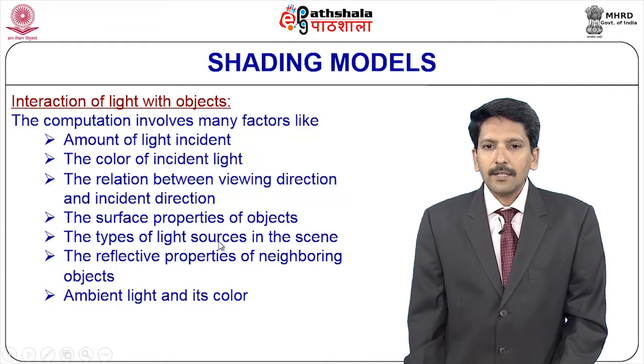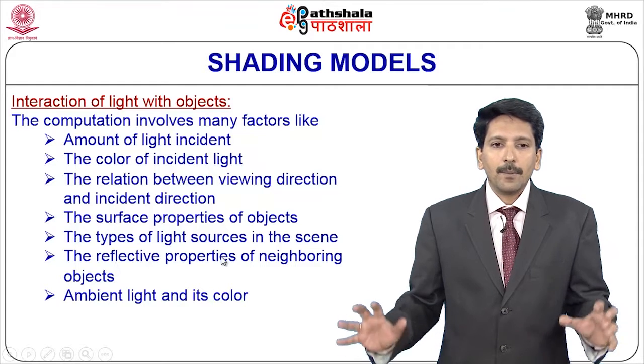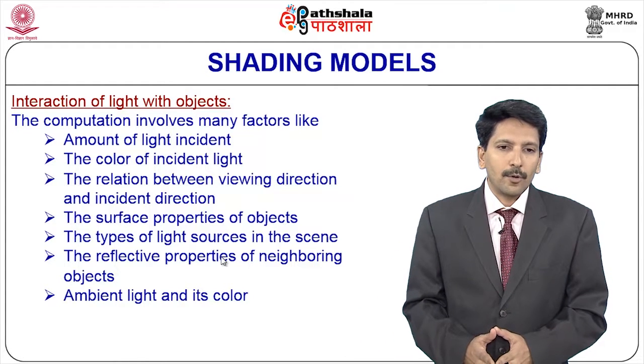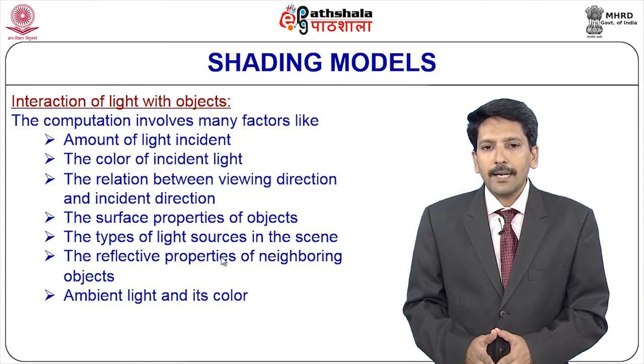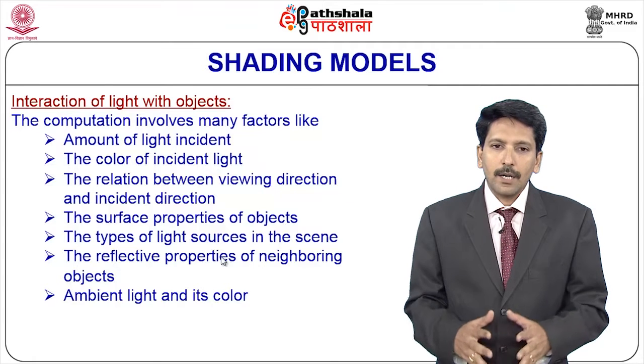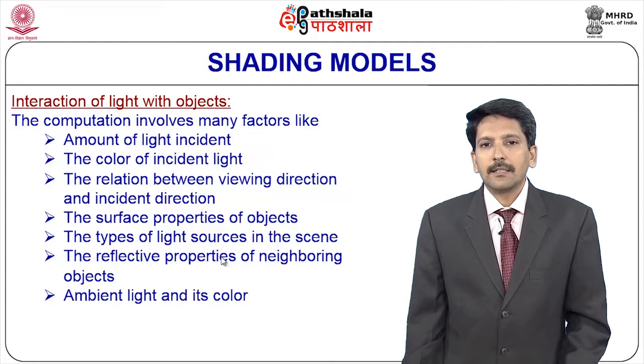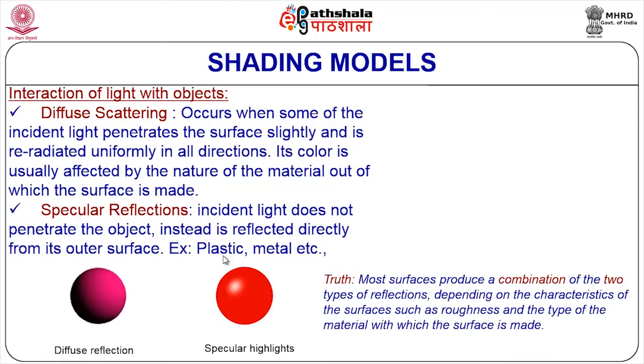The type of the light sources in the scene, the reflective properties of neighboring objects, because sometimes the neighboring objects also play a major role, and ambient light and its color as well. So colored light also influences the way that we observe the reflected light. Interaction of light with objects can be categorized into two: diffuse scattering and specular reflections.